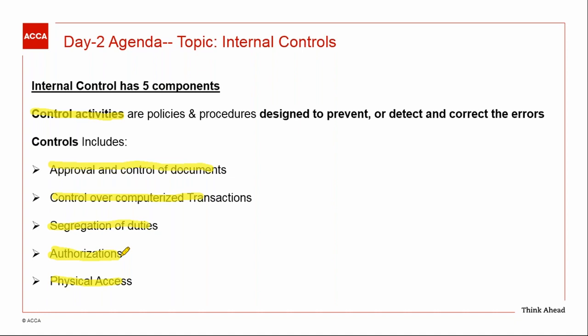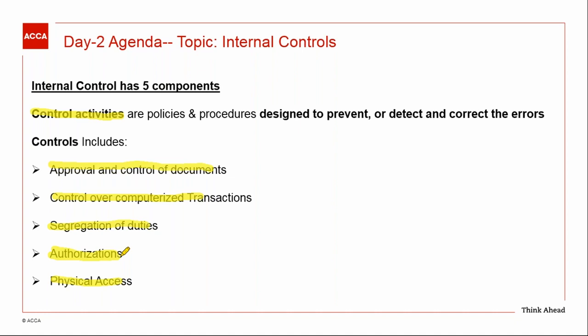We have discussed the one example about the purchases. There is one person who is making the purchases, who is booking the expenses, who is making the payments. So this is the weakness in the system, that one person is completely responsible for each and every transaction.